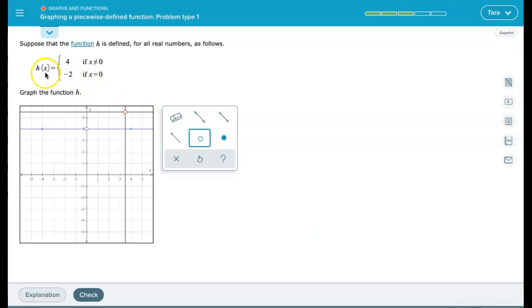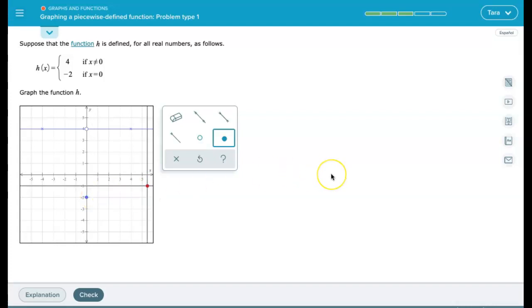And instead, the second piece says we want y to equal -2 if x is equal to 0. So that's actually a coordinate. Y equals -2 if x equals 0. So you're going to just plot the point where y equals -2 and x equals 0. So that would be the coordinate (0, -2). So right here, this would be the coordinate where the x value is 0 and the y value is -2.